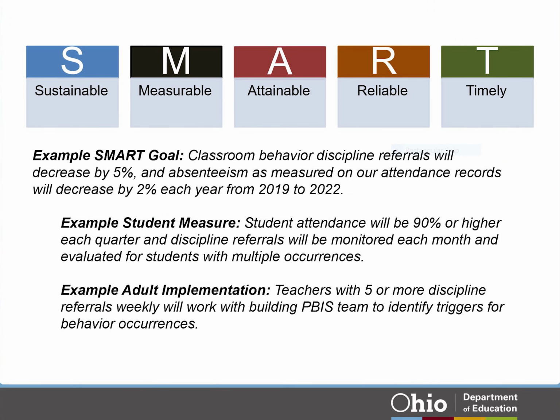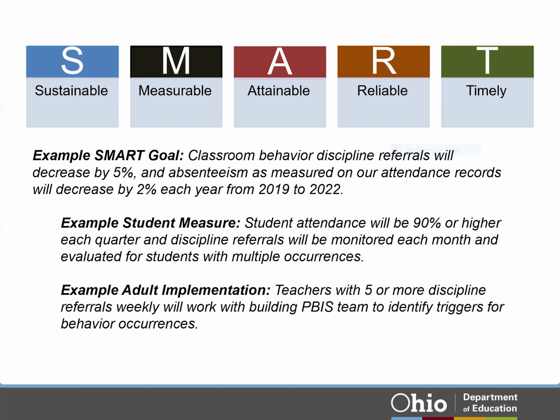To complete the writing of the SMART goal, you'll need to add the student and adult measures. For example, for the SMART goal, classroom behavior discipline referrals will decrease by 5%, and absenteeism as measured on our attendance records will decrease by 2% each year from 2019 to 2022. You would provide a measure to monitor student progress and adult implementation.